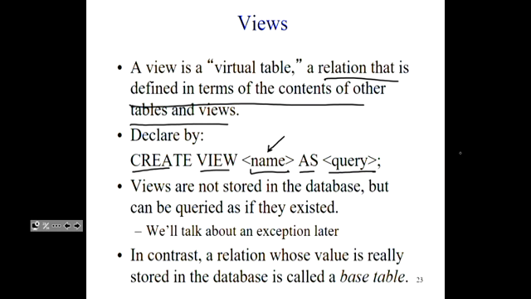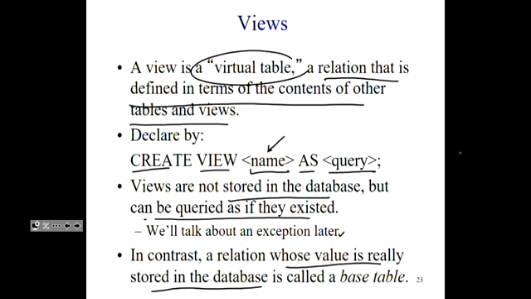Views are not stored in the database, but they can be queried as if they are stored in the database. So you can pretend like these view tables are actually stored within the database. But we'll talk about an exception where you can actually force it to be stored. In contrast, a relation whose value is actually stored in the database, the relations that we've been talking about so far, are what we call base tables. These are the vanilla relations. Views, on the other hand, are virtual tables. These are named query results.